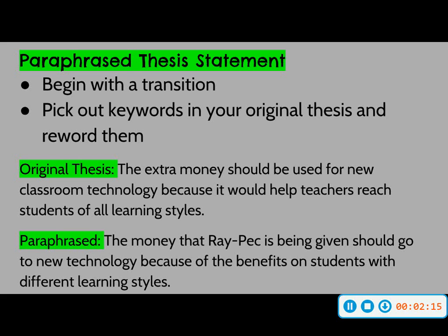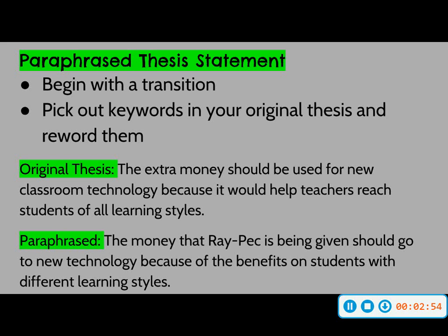So, my original thesis statement was, the extra money should be used for new classroom technology because it would help teachers reach students of all learning styles. So what I did is I picked out words that I knew that I could change up. For example, I never mentioned Ray Peck in my first thesis statement, so I mentioned Ray Peck in the second one. I changed all learning styles to different learning styles. I took out classroom technology and just said new technology. I added in benefits instead of help.